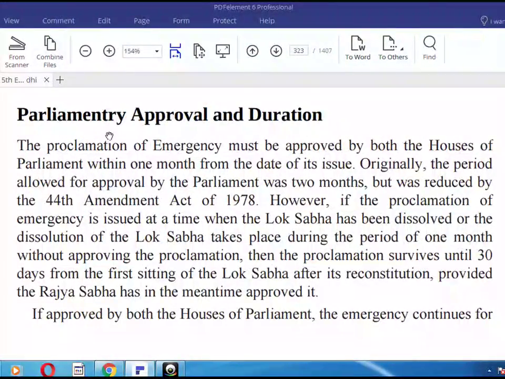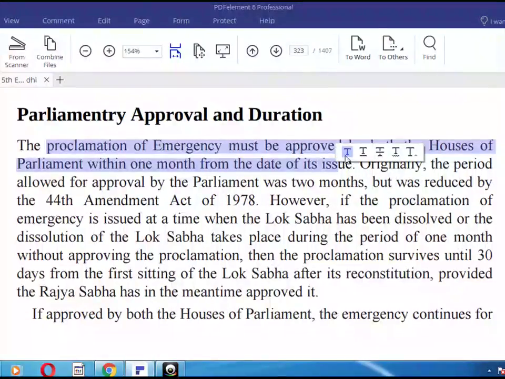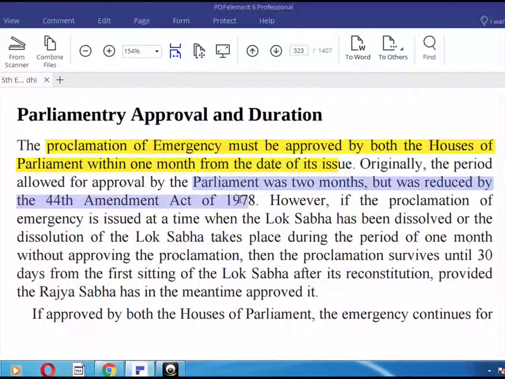Parliamentary approval and duration. The proclamation of the emergency must be approved by both Houses of Parliament within 1 month from the date of its issue. Originally, the period allowed for approval by Parliament was two months, but it was reduced by the 44th Amendment Act 1978.